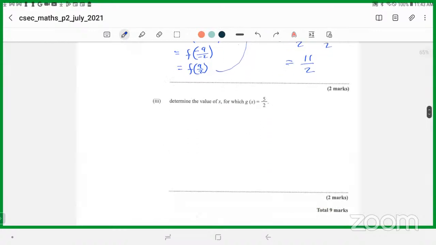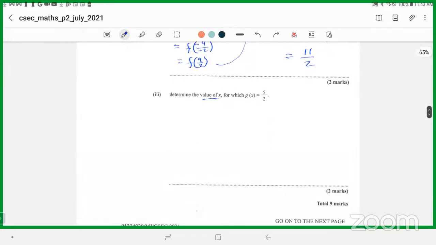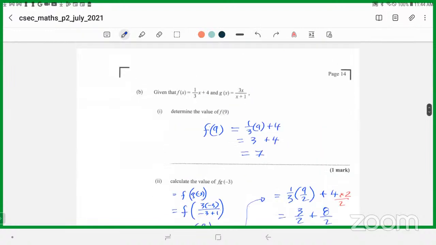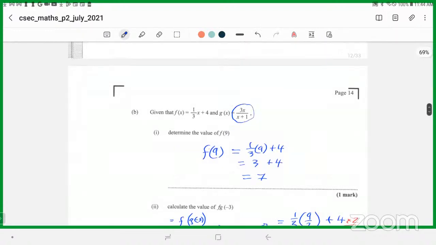All right, look at this one now. Determine the value of x. We want to find the value of x when g of x is 5 over 2. Remember that this is g of x now, so we want when this equals 5 over 2. So we're solving g of x equals 5 over 2. That's what we're solving.